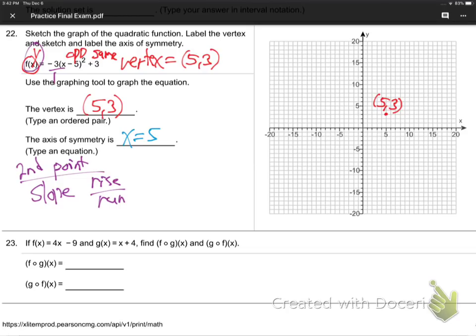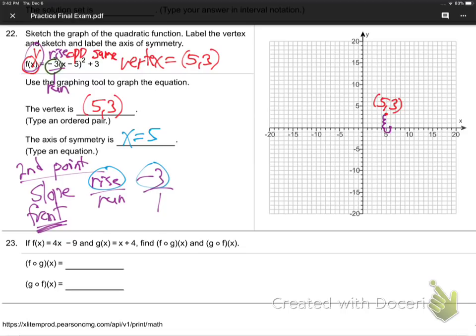Because this is y, we do rise first. So negative 3 over 1, that's my rise over my run. It's the slope that's in the front. Rise over run, minus 3 over 1. So that means you go down 3, over 1: 1, 2, 3 down, over 1. So right there is my second point. And that means the graph's going down. The U-shape is going down because the rise was negative 3. So it's going down, right?